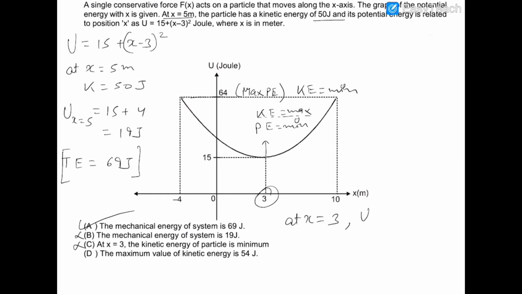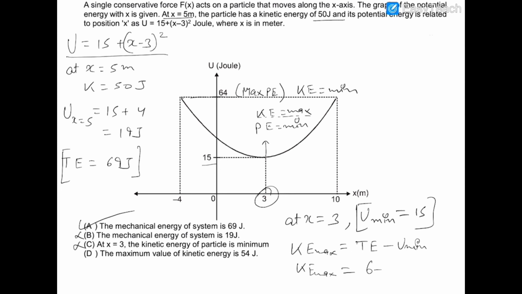We have already studied that at x equal to 3, the potential energy is minimum and it is equal to 15, which I have calculated with this equation, and it is also given in the graph. And therefore the maximum kinetic energy will be equal to the total mechanical energy minus minimum potential energy. Therefore the maximum kinetic energy will be equal to 69 minus 15, so it is equal to 54 joules, which is the correct option D. Now we move on to the next question.